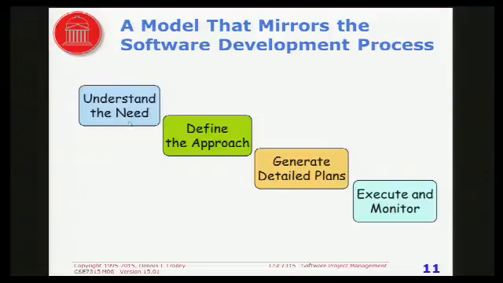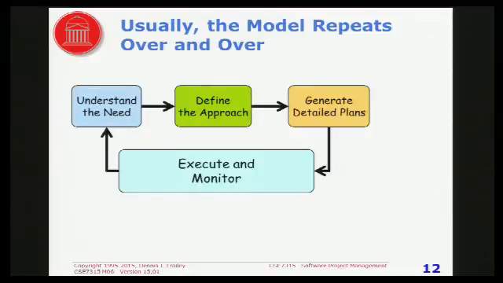Understand the need, that's understand the requirements. Define the approach is high-level design. Generate detailed plans is generating more detail in your plans. And then execution is writing the code and testing it and seeing how well it works, and if it doesn't work, making corrections. Except we already talked about how you go around this cycle over and over and over again.